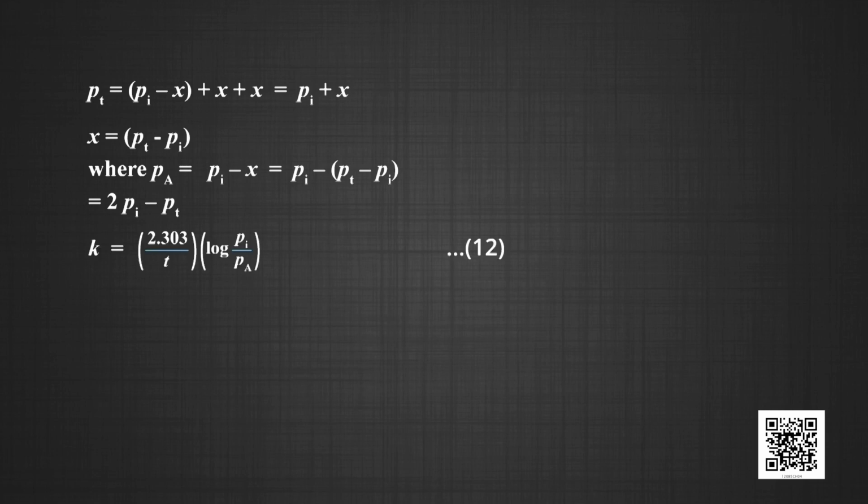K is equal to 2.303 upon t log Pi upon Pa. It is equal to 2.303 upon t log Pi divided by 2Pi minus Pt.